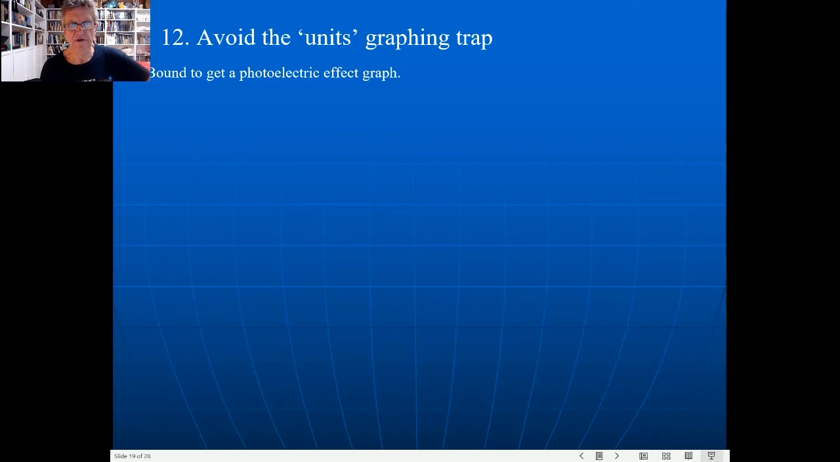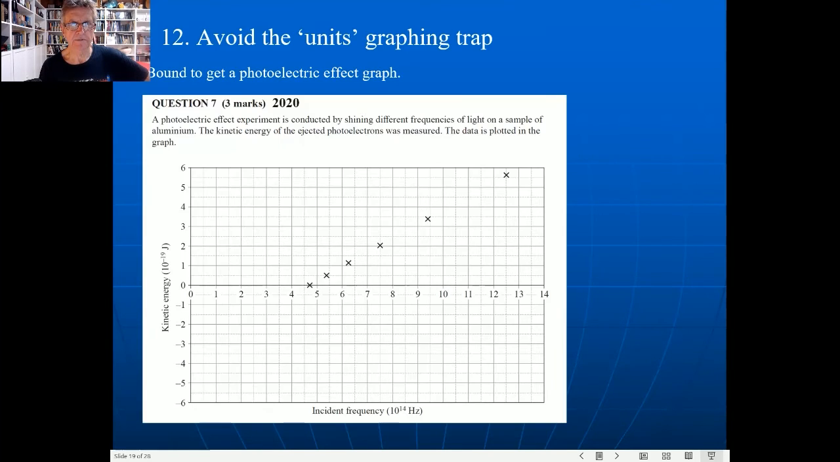Well, not every year, but they appear every second year, or I think the past 3 papers, 2020, 21, 22 maybe, had graphs. Here's a typical one. Everyone's familiar with how you do that. You draw a line of best fit. The slope is equal to the Planck's constant, and f0 is where it crosses the intercept here at 0 energy.